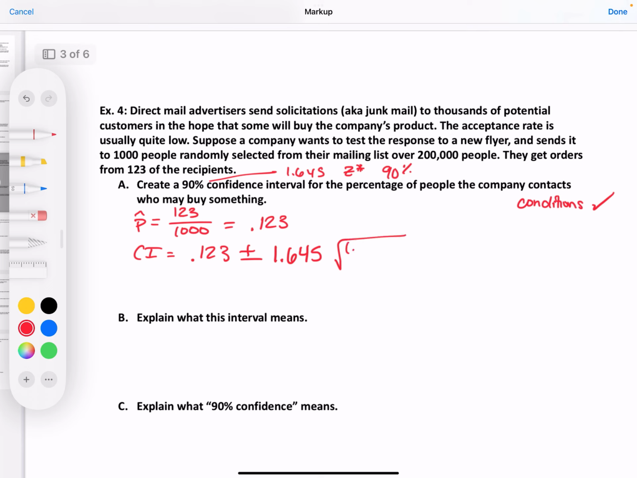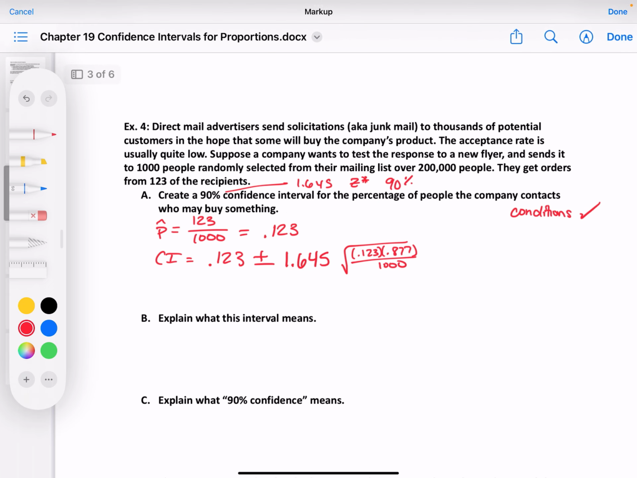So 0.123 times 0.877, all divided by 1,000. We could solve these two separate equations and get our confidence interval, or we can do it in the calculator using the function stat, test, alpha A, which is 1-prop Z interval, and then calculate.